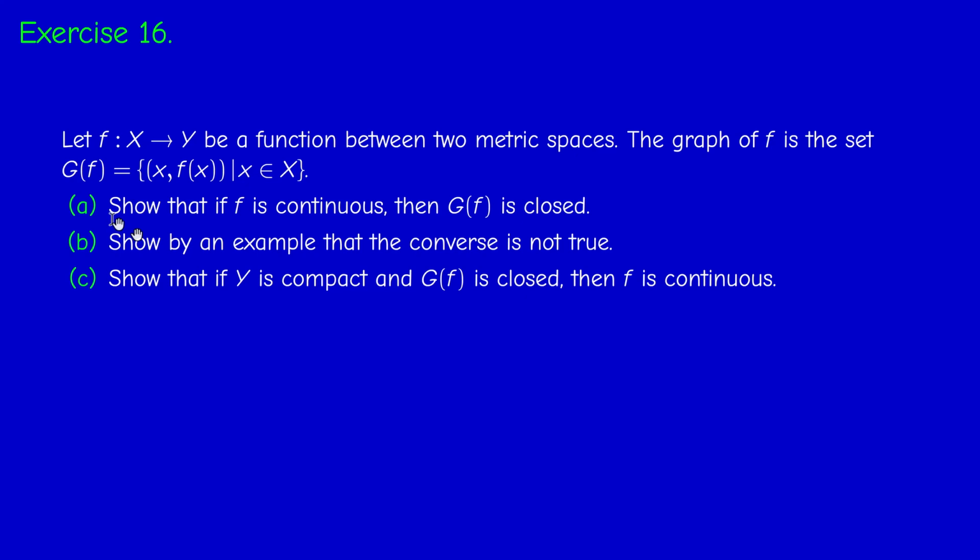First question: if f is continuous, then the graph is closed. Of course, here we consider X times Y with the product topology. Second question: the converse is not true, but it's true if the target space is compact. So we shall go back to this in chapter 3.